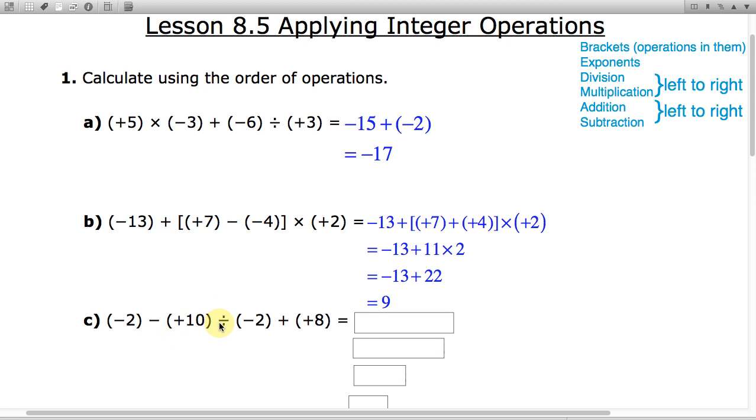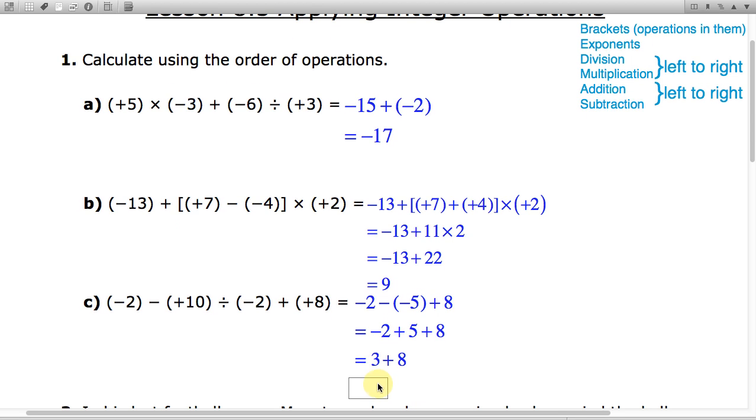Next we've got a subtraction, a division, and an addition. Obviously the first step is going to be the division. So 10 divided by negative 2 is going to be negative 5. Now we're down to subtraction and addition, and with addition and subtraction, you should go from left to right. So we're going to do the negative 2 take away negative 5 first. But as I've said before, people tend to make a lot of mistakes subtracting, so let's change it to adding the opposite. So negative 2 adding positive 5, and then adding 8 afterwards. Negative 2 plus 5 will give you 3, and if you add 8 to that, you will get 11 as your final answer.